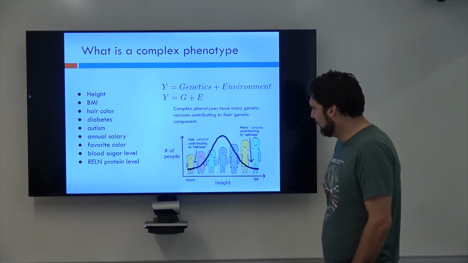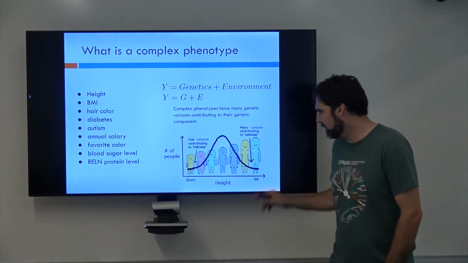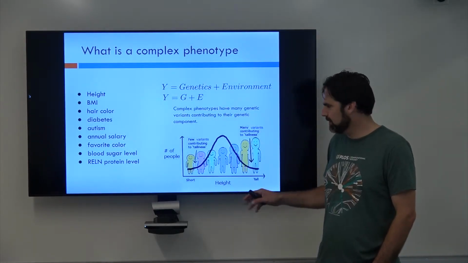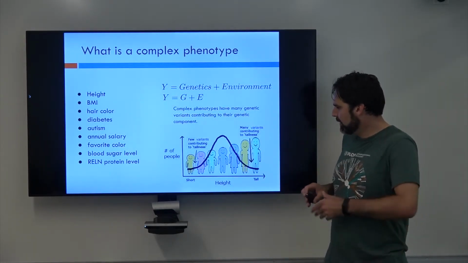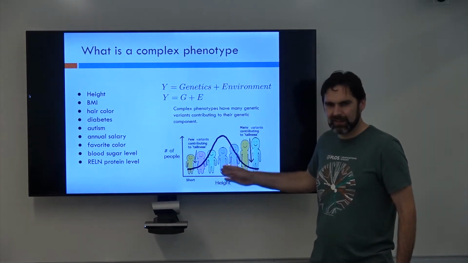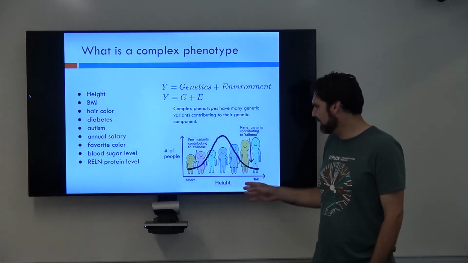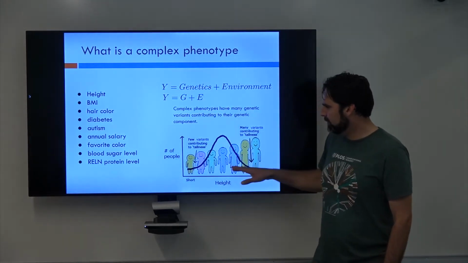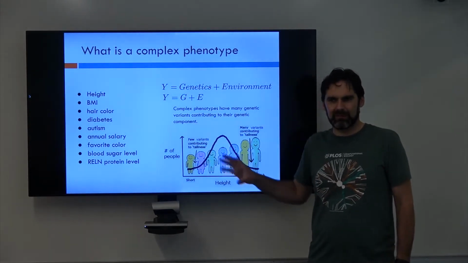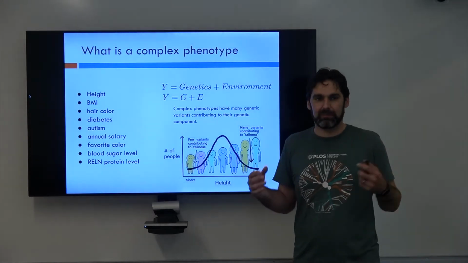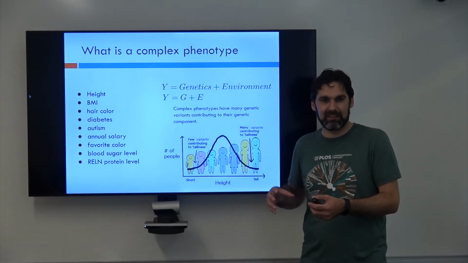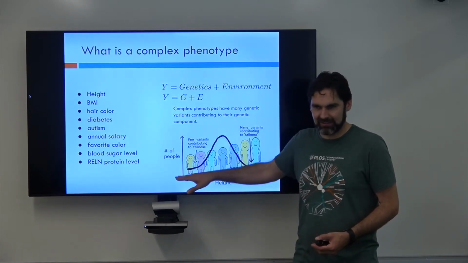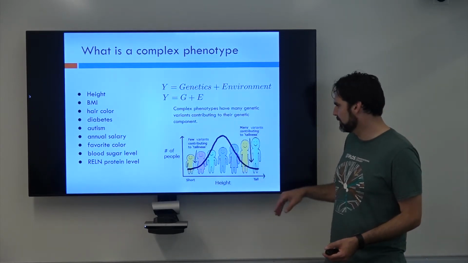When we actually look at these phenotypes, most of the time these complex phenotypes have this nice distribution like this. This is height, and you can see that most individuals have the average height in the population, or at least close to it. But some individuals have very few of the genetic variants that make people taller, or they might have many variants that make you shorter. Those people are going to be really short.